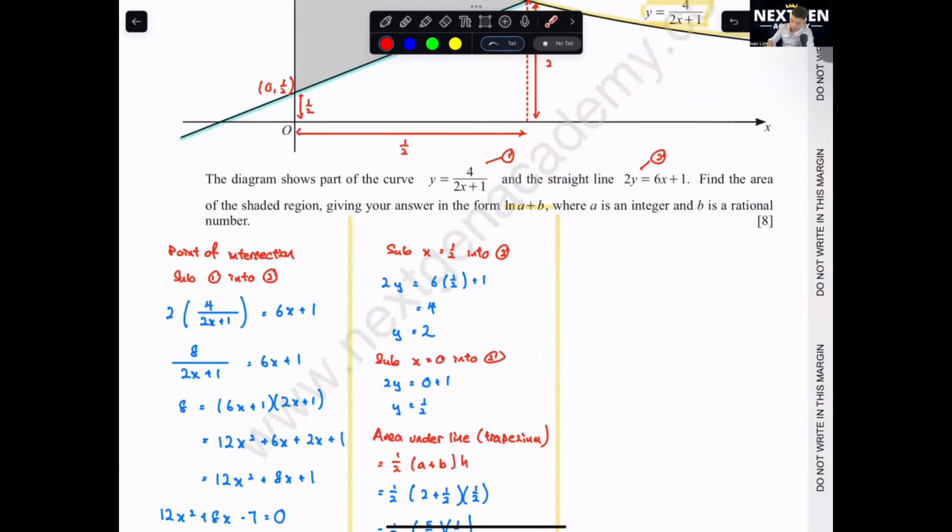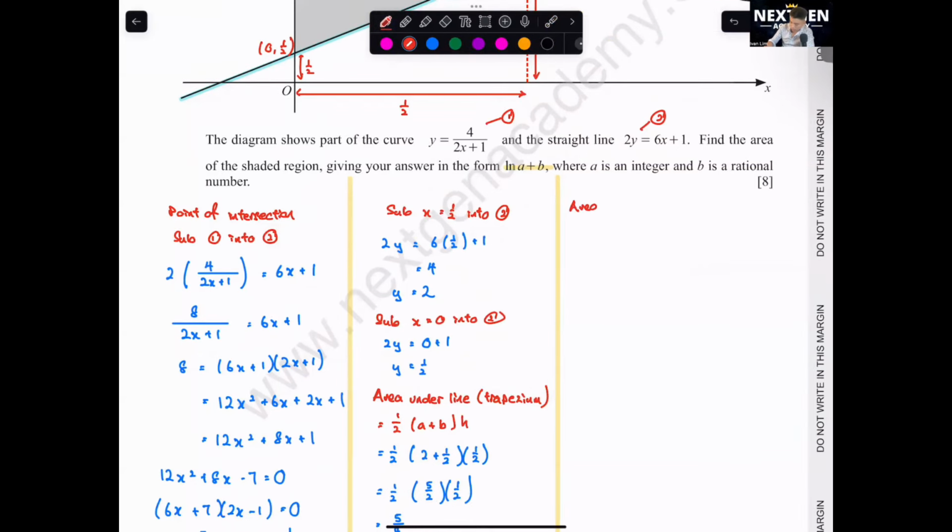So, the area under the curve will be this formula. Integrate from 0 to 1 over 2, 4 over 2x plus 1 dx. Do you all know how to integrate this? We have to recap what we learned for integration. Which integration will it be? 4 over 2x plus 1.